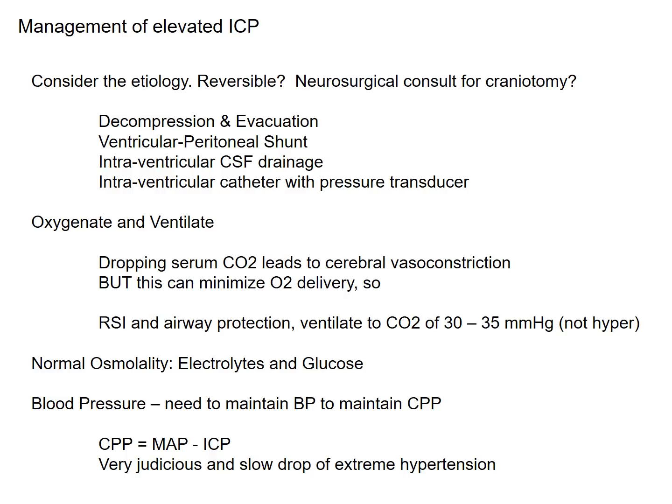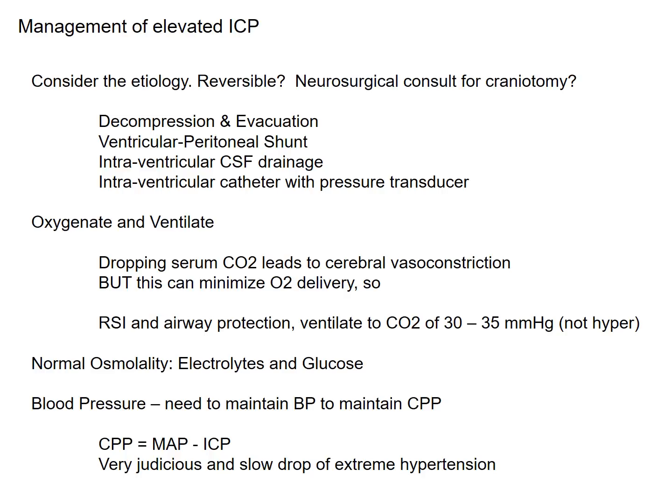Oxygenation and ventilation, extremely important. Maximizing O2 delivery, protecting the airway and ventilating the patient to a CO2 level of about 30 to 35. We don't want to hyperventilate them. Maintaining normal electrolytes and glucose, maintaining normal blood pressure. Again, normal blood pressure is needed because we want to perfuse the brain.